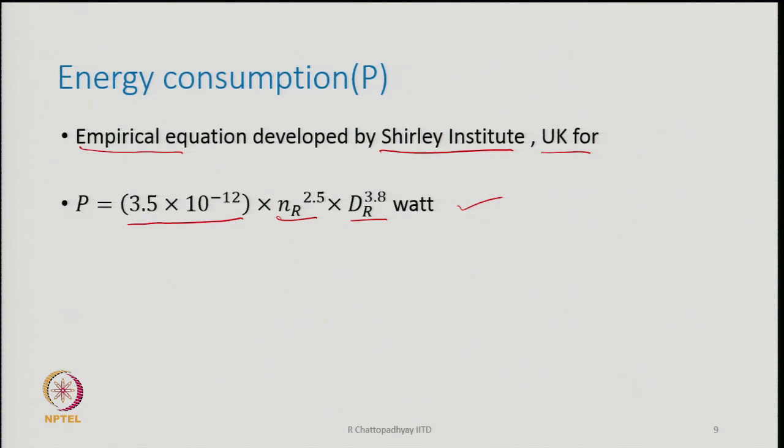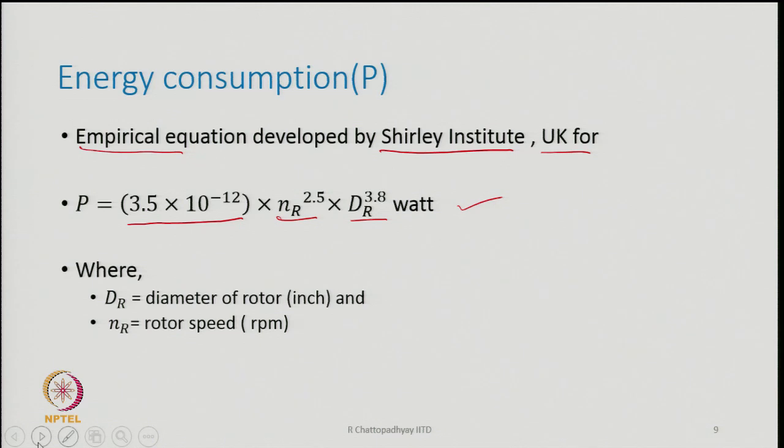So, if this is the formula which is given, then using this formula we can find out the energy consumption, at least some idea we will get how much energy is consumed when we run a rotor at a certain speed. So, in this formula there are two parameters, one is Nr which is rotor speed in RPM, and the other one is Dr, diameter of the rotor in inch. You have to remember the unit. The unit has been given in terms of inch.